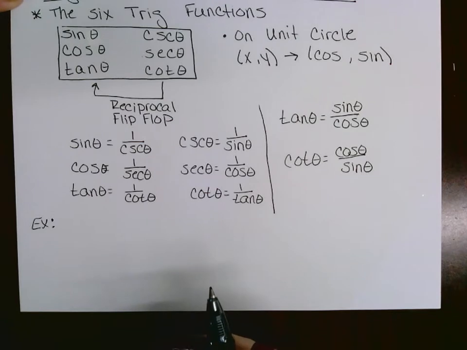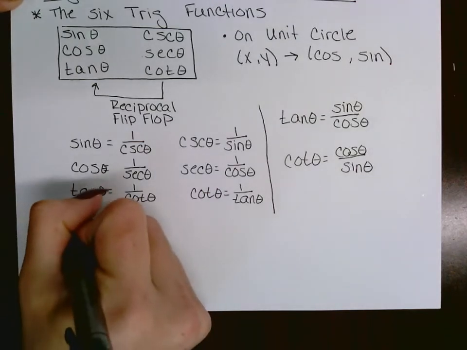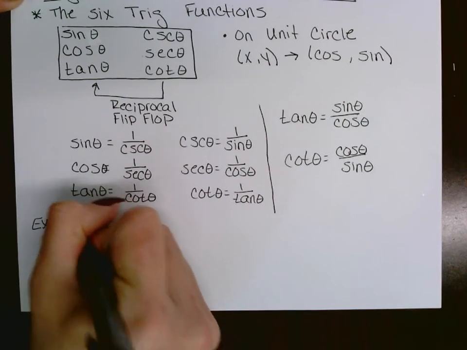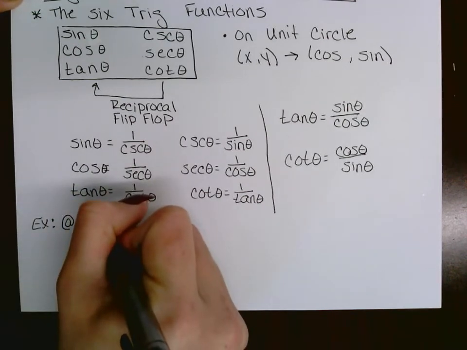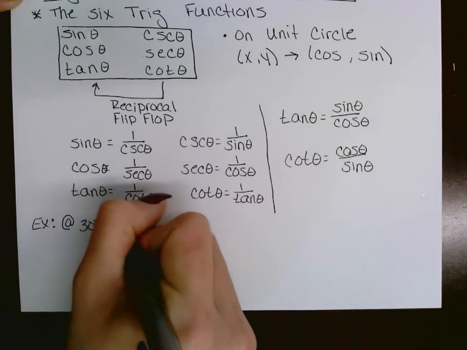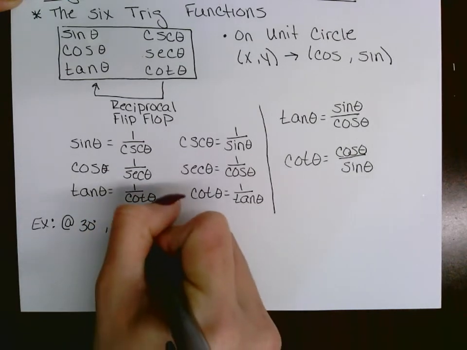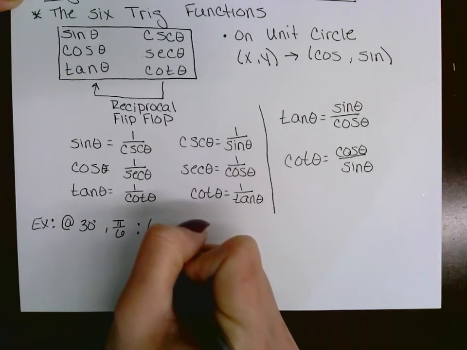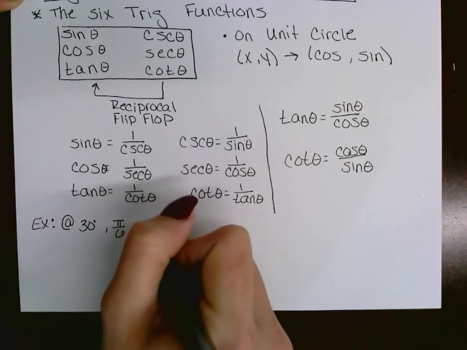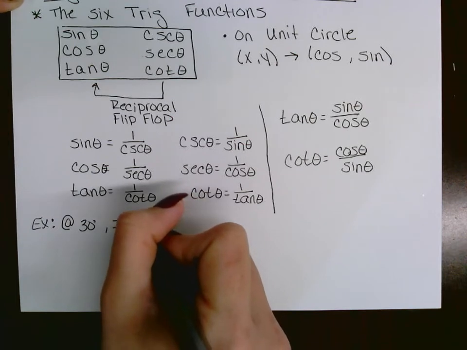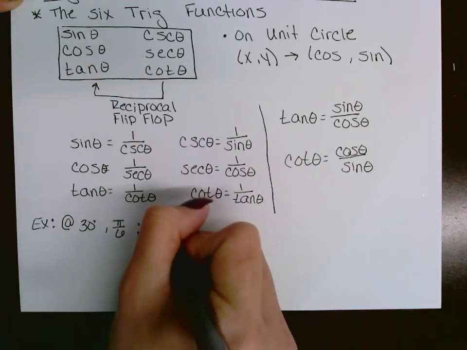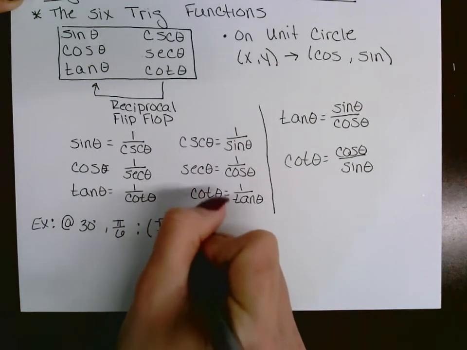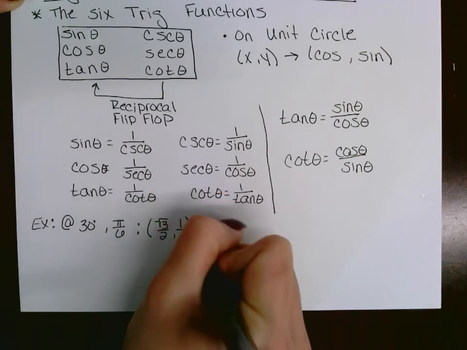Let's look at something simple. Let's look at the first spot on our unit circle, at 30 degrees, also known as pi over 6. What is my ordered pair? You guys can help me out here? Beautiful. Radical 3 over 2, comma, 1 over 2.